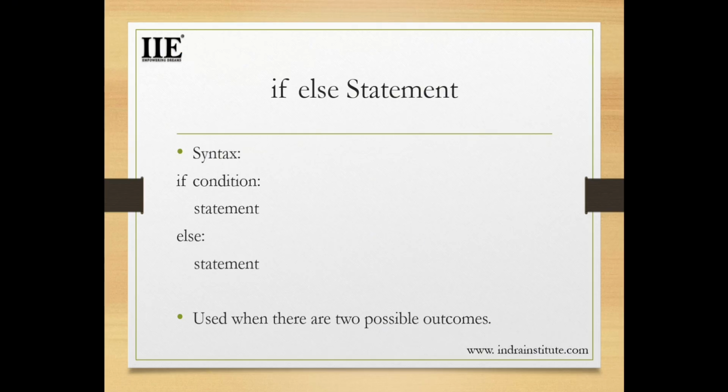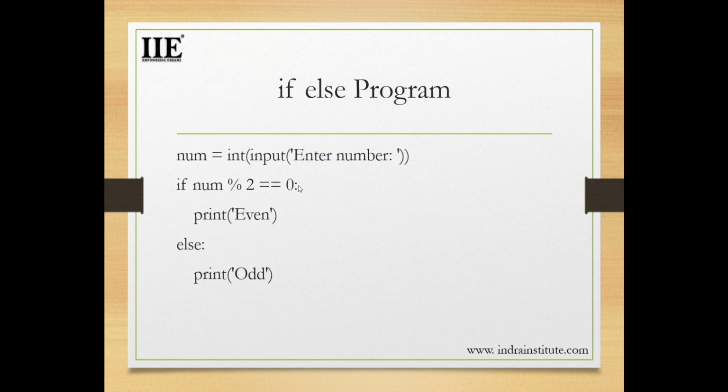Here, Python checks if the number is divisible by 2. If true, it prints even, otherwise, it prints odd. This is useful when there are two possible outcomes. If else program. Now let's test it.